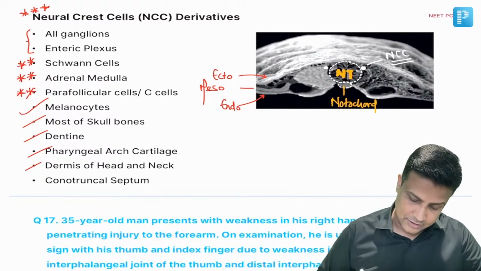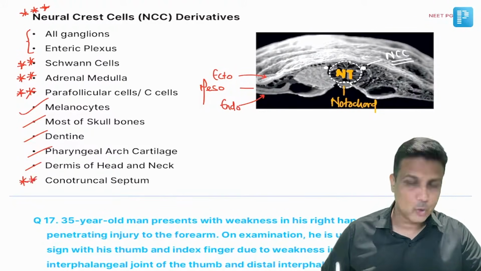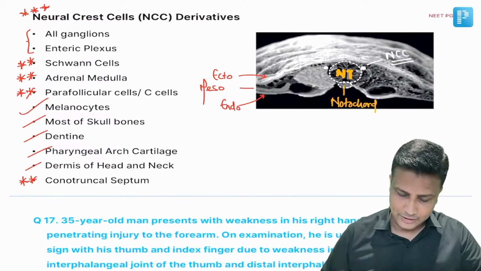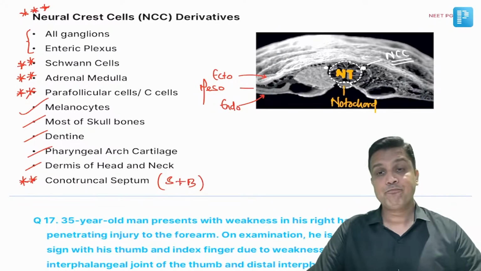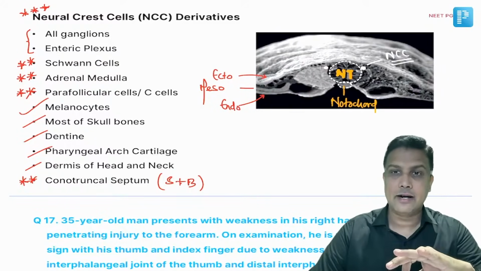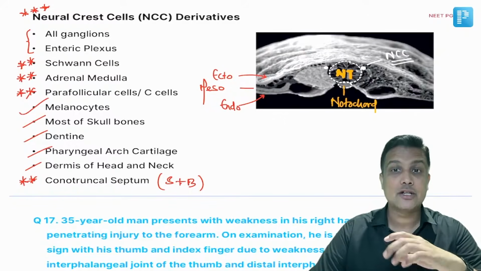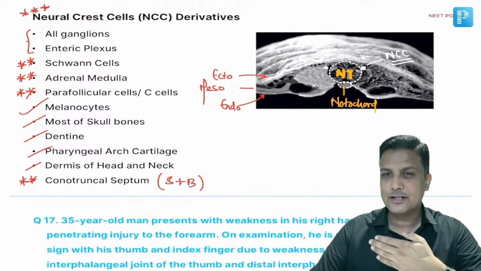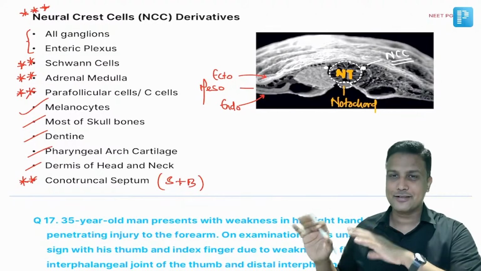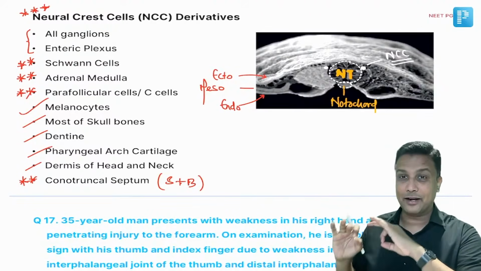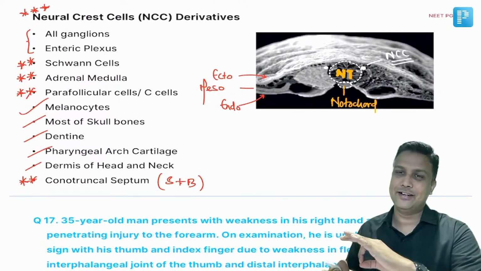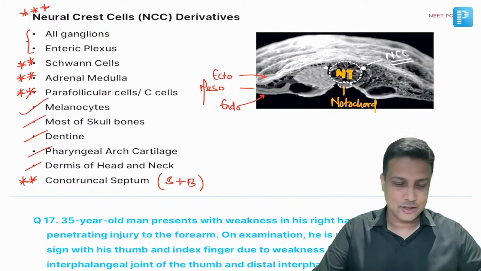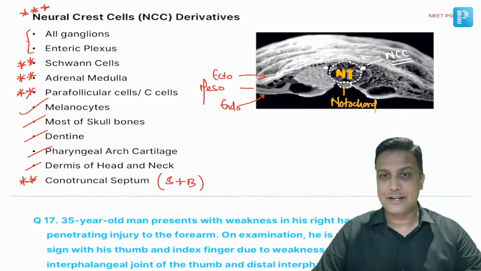Even this has been asked in the INI-CET exam, the conotruncal septum. And we know that it is made up of two septum. One is the spiral septum, another one will be the bulbar septum. So the spiral septum and the bulbar septum will be together referred to as conotruncal septum. So in this list of derivatives from the neural crest cells here, whatever I have marked there, star marked, that one has to be definitely known. You should know that for sure, because many of the times in your exams, they're asking the questions from there itself.